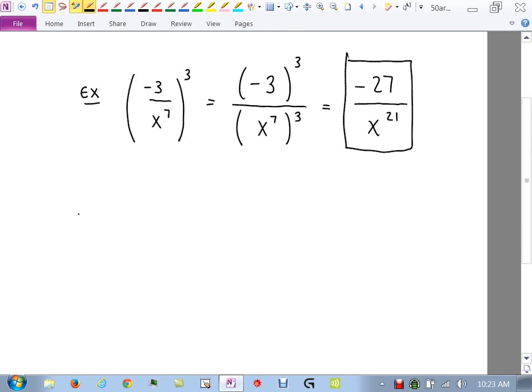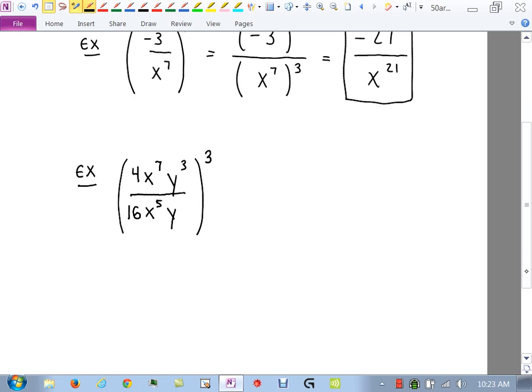We're getting close to you practicing here in class. How about 4x to the 7th y to the 3rd over 16x to the 5th y, just y, all to the 3rd. Now we're talking.